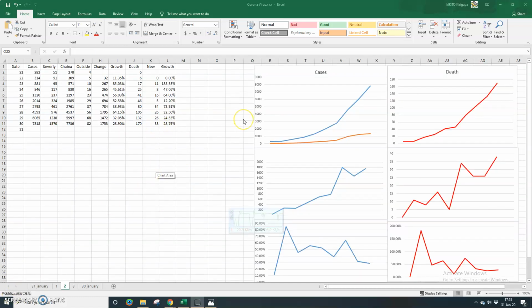Then, using the table, we plot some graphs. This is the number of patients. The first one is the number of patients, this one is severely ill people, this is the change every day, and this is the growth rate. Then we also plot the graphs for deaths as well. This is the number of deaths, this is the new deaths every day, and this is the growth rate in the number of deaths.